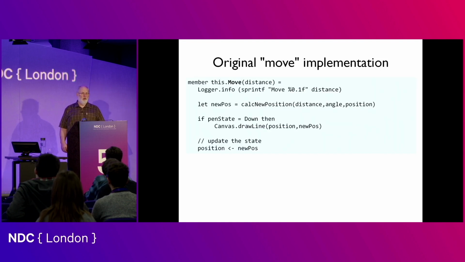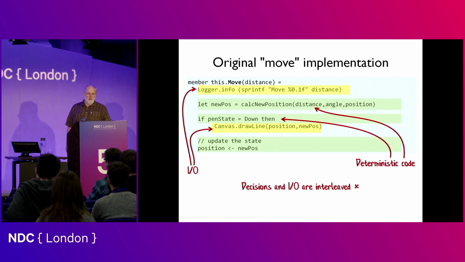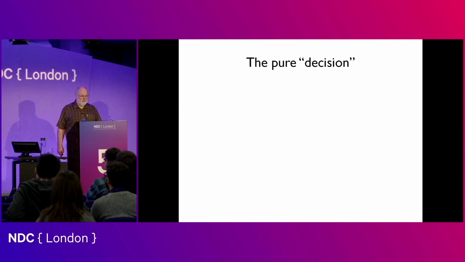Right, so let's look at our original move implementation. We have the logger and the canvas. These are our dependencies, right? And then the rest of the stuff is our deterministic code, calculating the position and all that stuff. And then they're all mixed together like this.